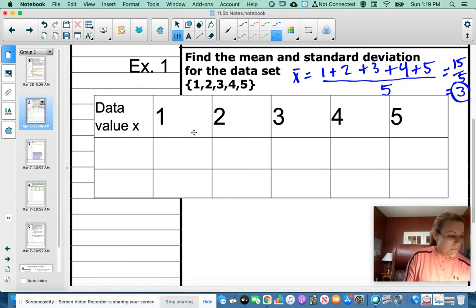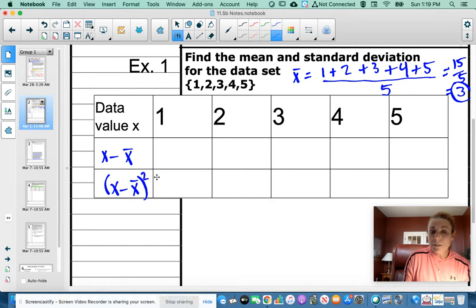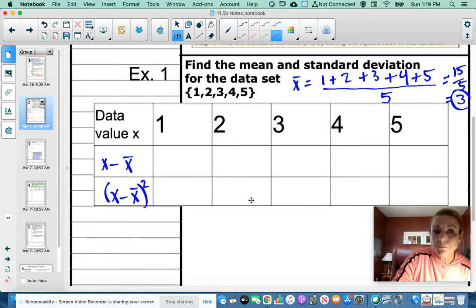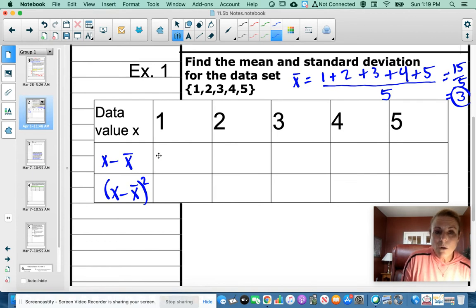That is our mean. Now the next step is we're going to look at how far away each of our data values is from the mean, and then we're going to square that difference. Those were the steps above, when it said, I'm on step 2 now. I'm going to find the difference between the mean and the data value, and then I'm going to square it. So I'm going to look at 1 minus 3. I'm going to take 2 minus 3. I'm going to take 3 minus 3, and so forth.